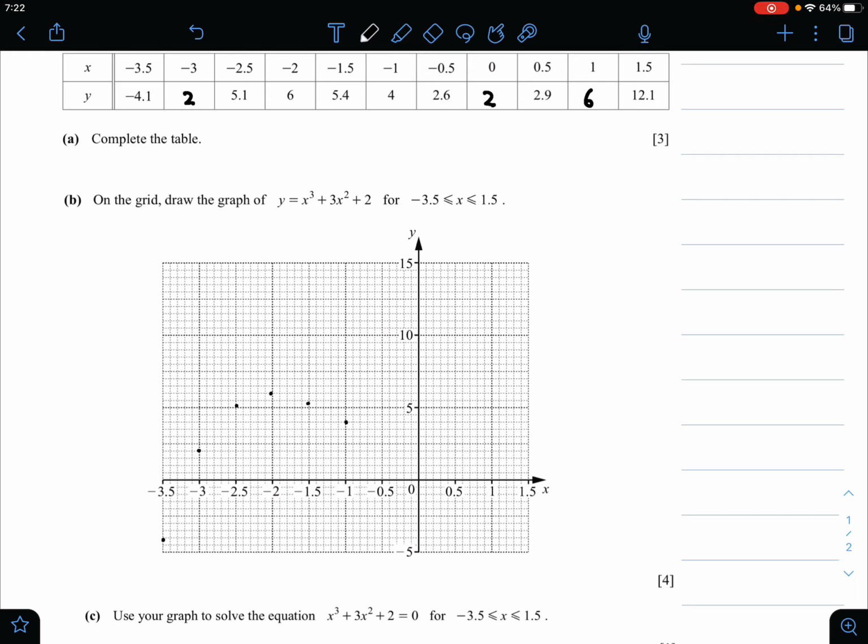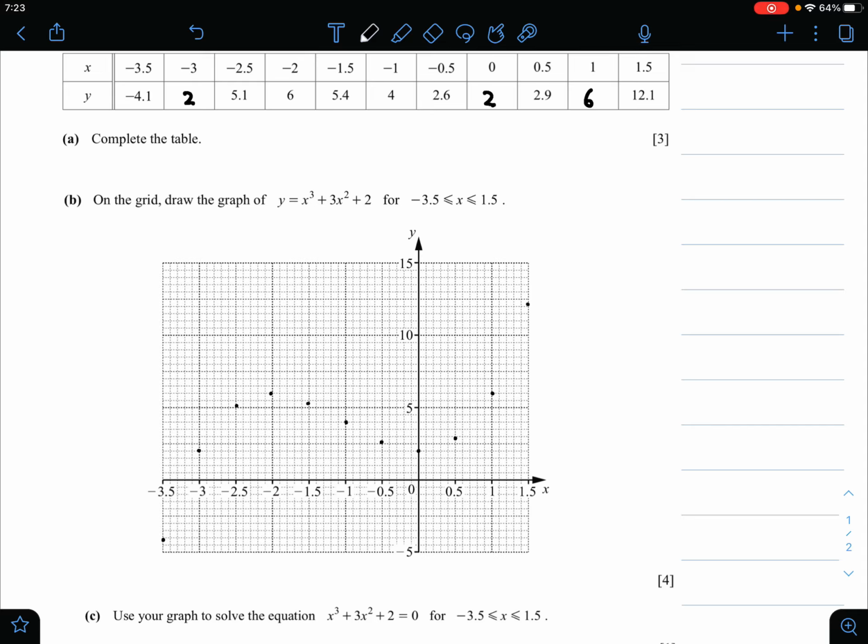-0.5 and 2.6, that will come right here. 0 and 2, that will come right here. 0.5 comma 2.9 will come right here. 1 comma 6 will come right here, and 1.5 comma 12.1 will come right here.